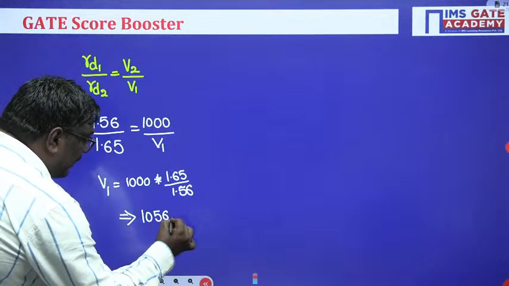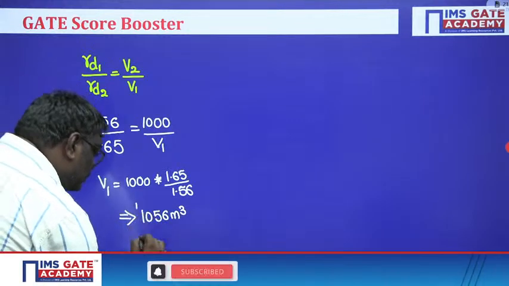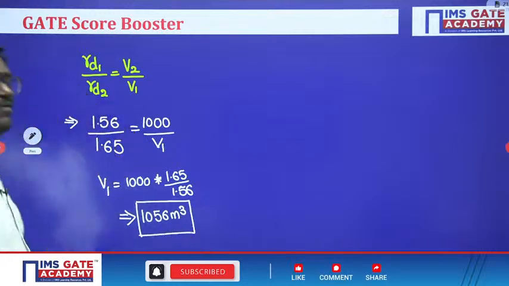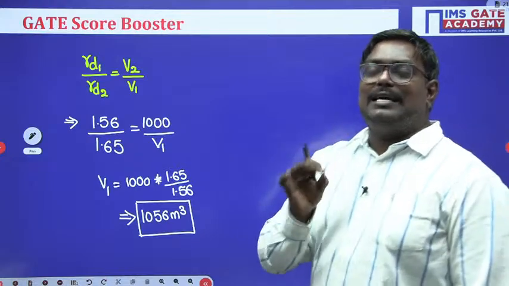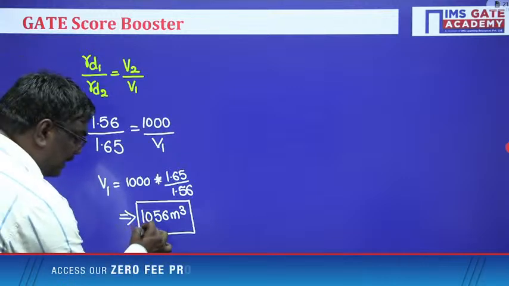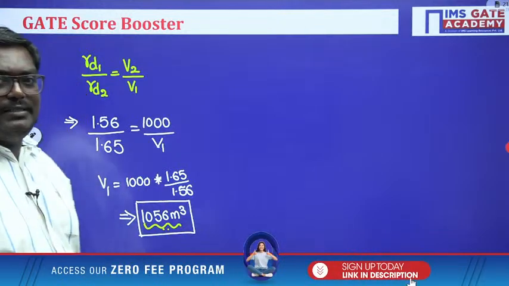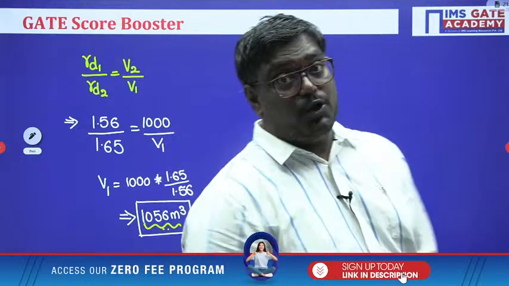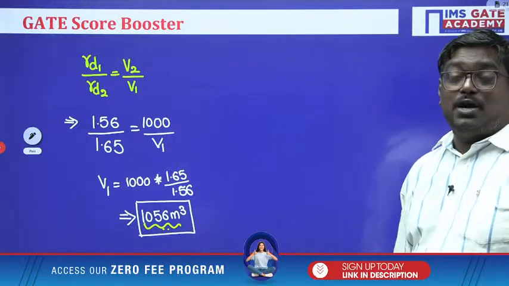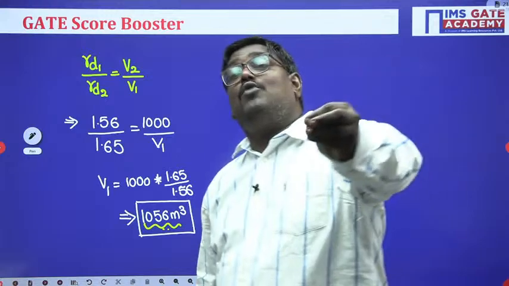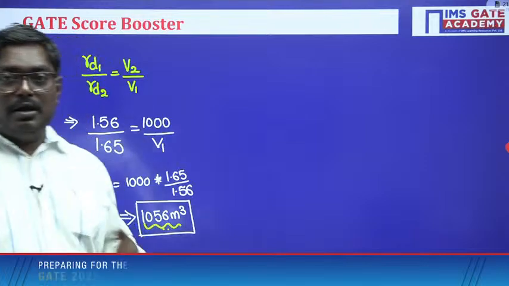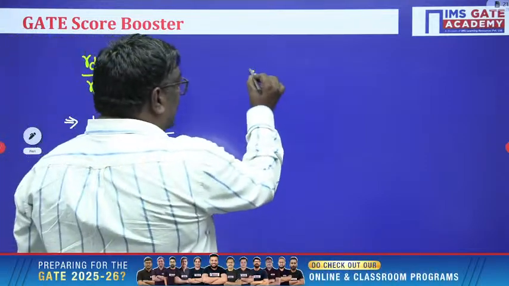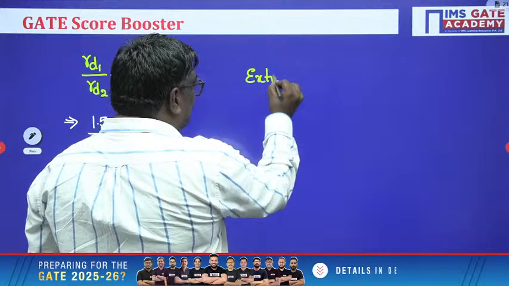Now if you plug in these values, my dear students, you will get a volume of 1056 meter cube. So what is the volume of the borrow pit? The volume of the borrow pit is nothing but 1056 meter cube. But let me tell you, there is another question asked here. What is the extra amount of water to be added? This is the question they have come across.